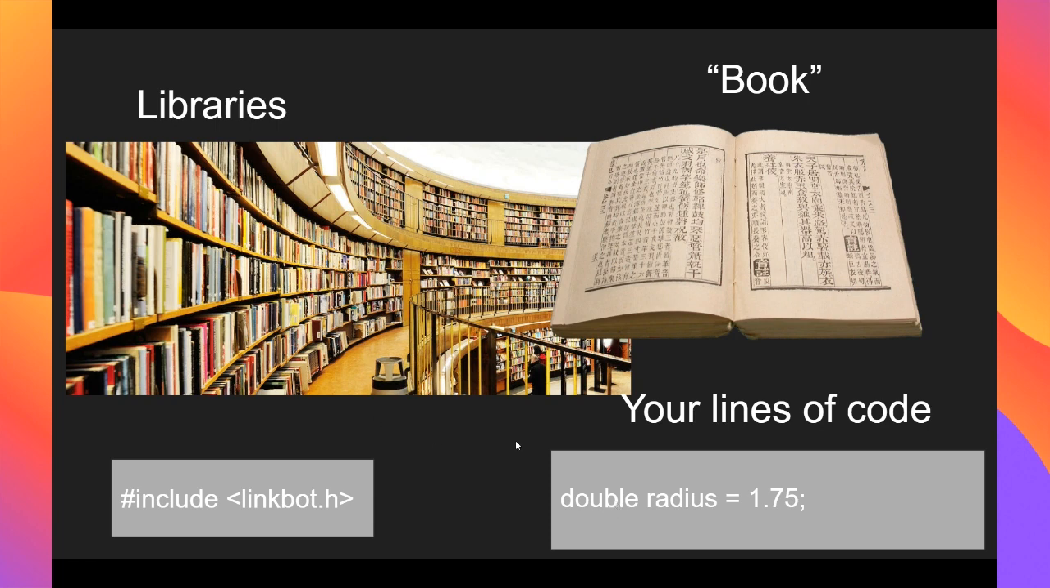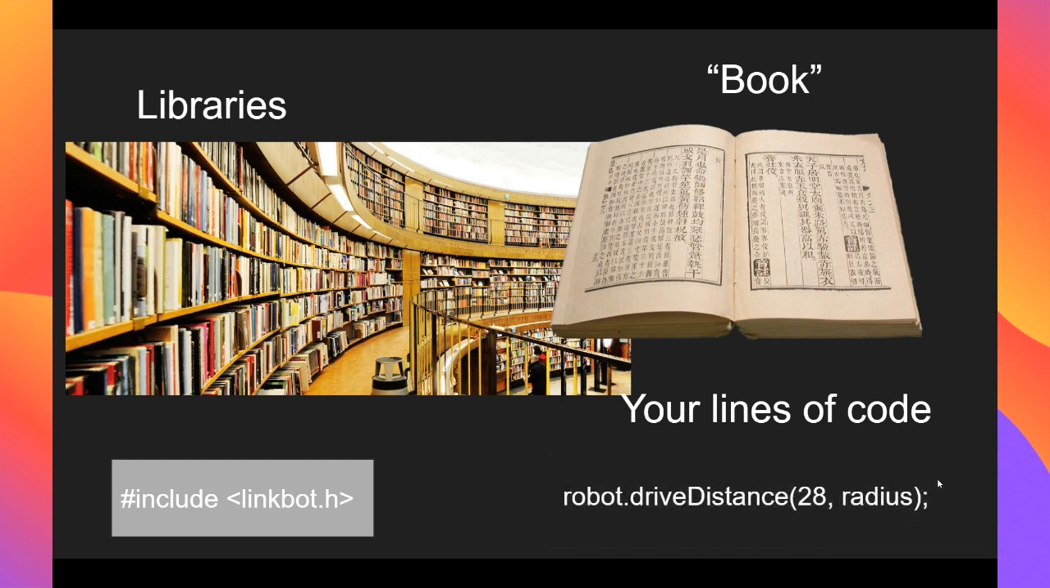But without the information in the book, what's the point of even including this? Like you have it, cool, but now there's nothing to use. So you can use it to do things like radius, the variable, having it drive. And this information would not be found and cannot be used if you didn't include the library.